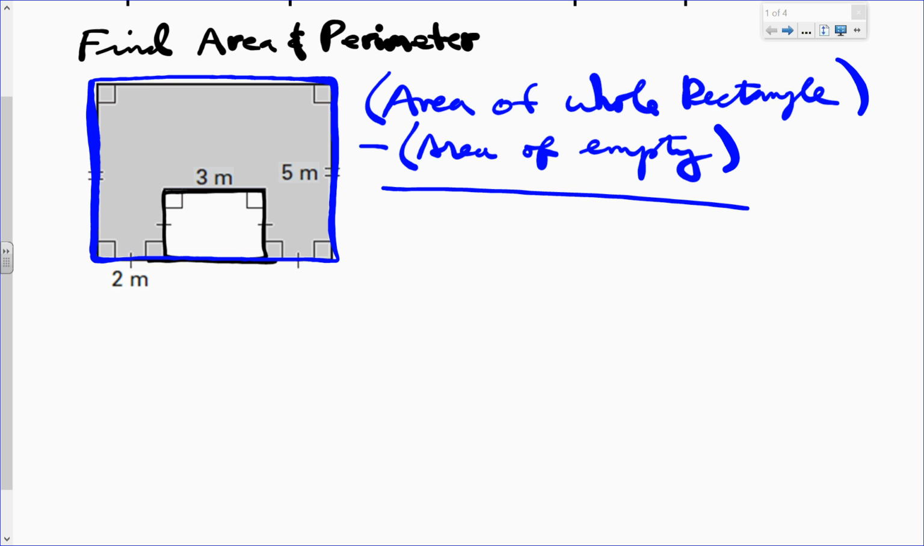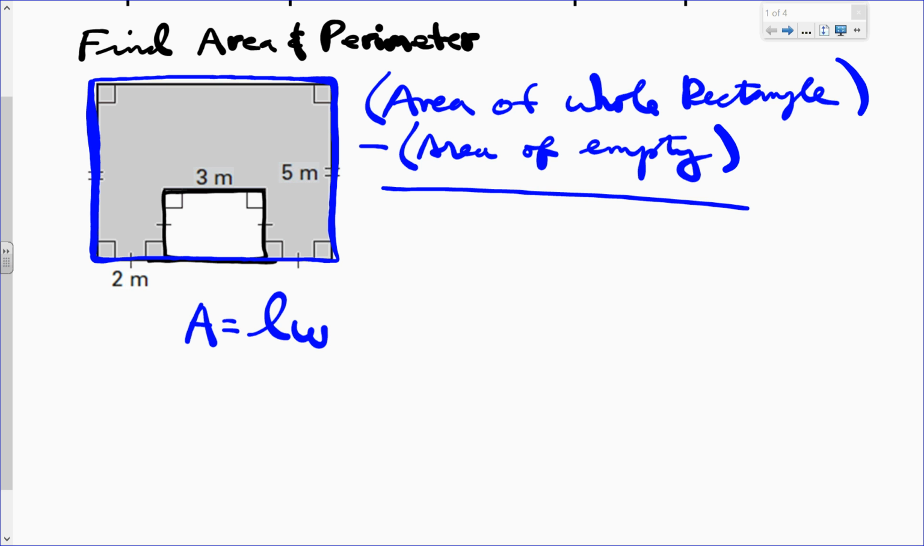Last week we learned how to find the area of a rectangle. How do you find the area of a rectangle? You did it for warm-up too. Area of a rectangle is length times width, huh? So the length and the width of the whole thing, the blue. Okay?